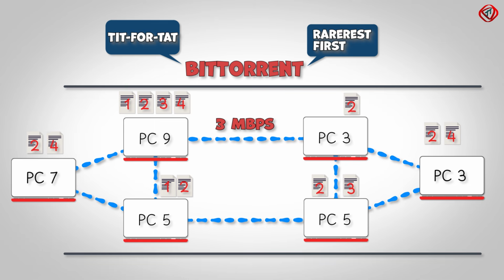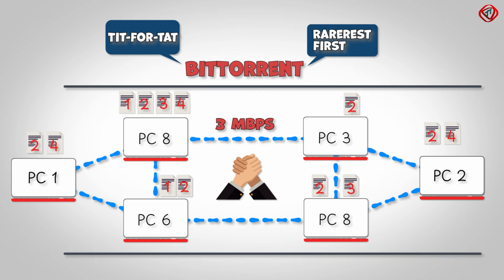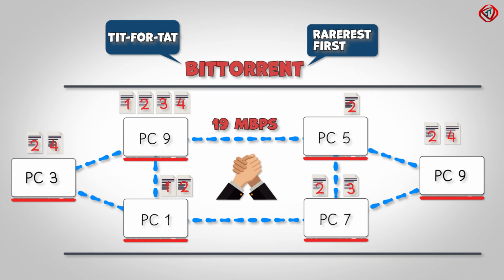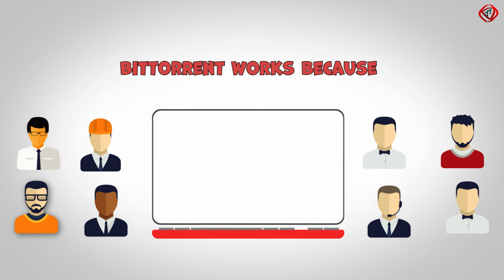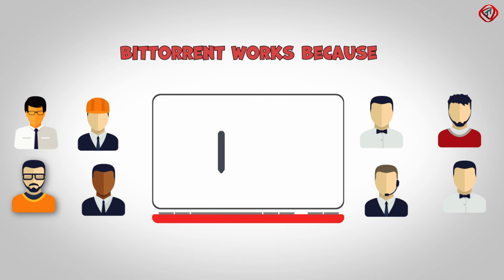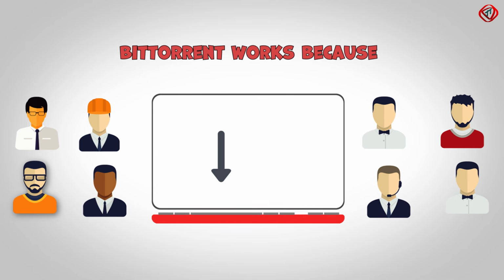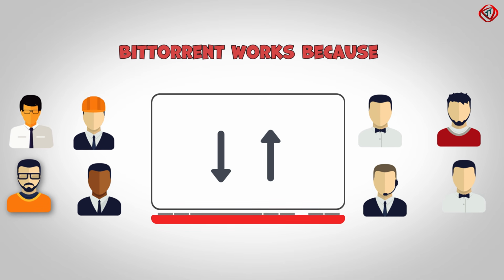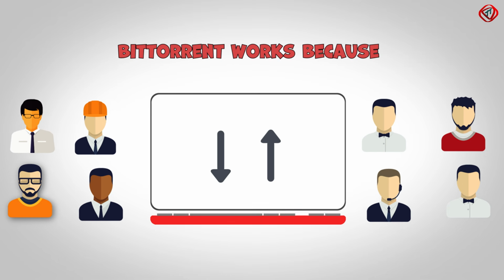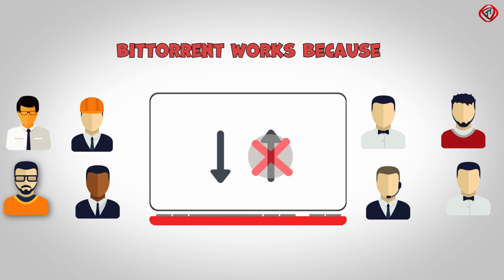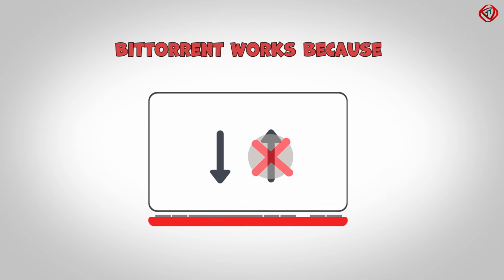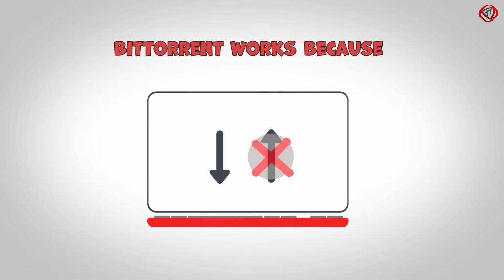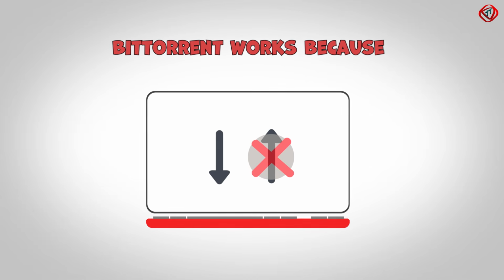And this is why BitTorrent is not just file sharing, it is a smart cooperation system where everyone shares and everyone benefits. The biggest idea to remember is that BitTorrent works because people don't just download, they also help distribute the file. And if people only downloaded and never uploaded, the whole system would collapse. That is why BitTorrent uses incentives like Tit-for-Tat.